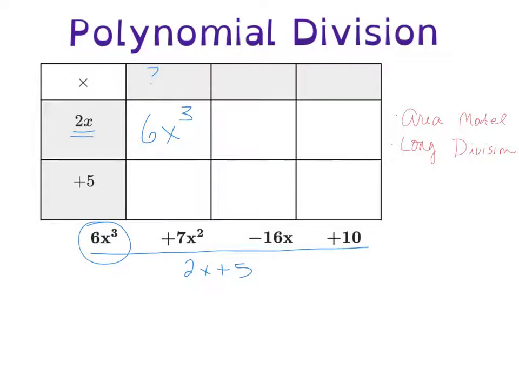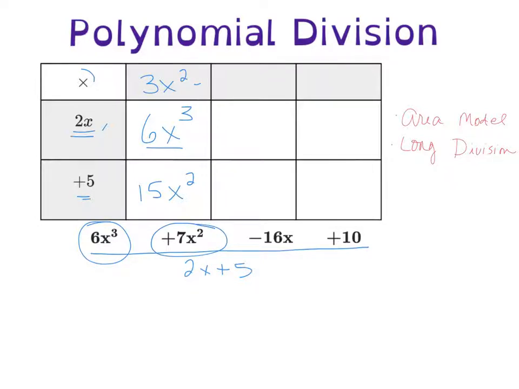What number times 2x gives you 6x cubed? 3x squared. So 3x squared times 2x gives you 6x cubed. So now we also have to multiply into the next box. 3x squared times 5 gives us 15x squared. However, we don't want 15x squared. Our next term was supposed to be 7x squared.